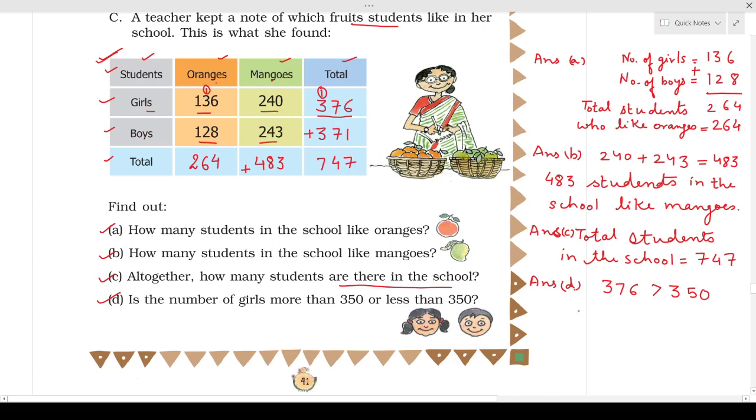So here you will write the number of girls are more than 350. Okay. So in this way you all will do these questions.